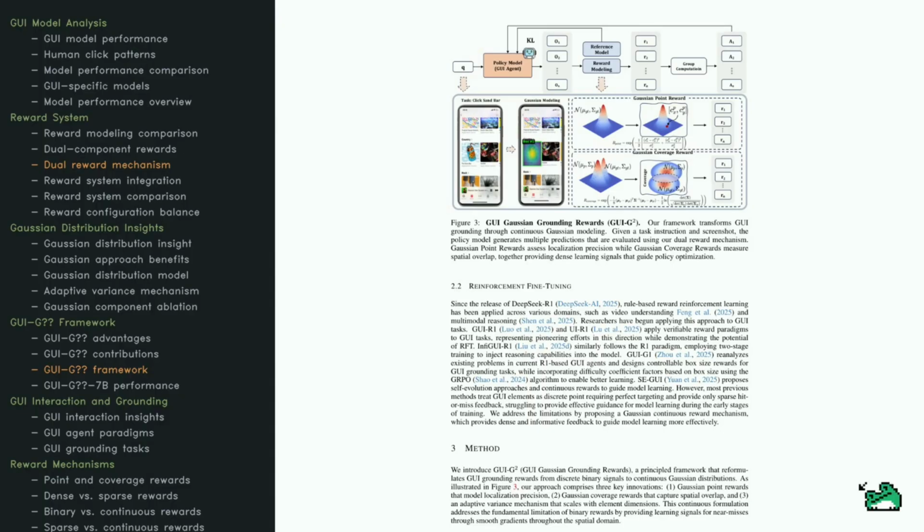Finally, the methods section reiterates GUI-G squared's introduction, focusing on three innovations: Gaussian point rewards for localization, Gaussian coverage rewards for spatial overlap, and an adaptive variance mechanism for different element sizes. This setup addresses limitations of previous binary reward systems, providing continuous signals that guide learning effectively.